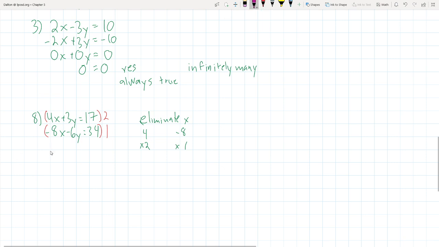So I get 8x plus 6y equals 34. And -8x minus 6y equals 34. This makes 0x. This makes 0y. This makes 68. 0 equals 68. Is that a true statement? No. Not true. Is it ever true? No. So there are no solutions.